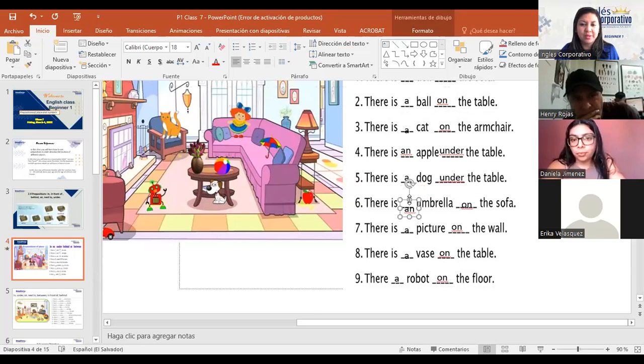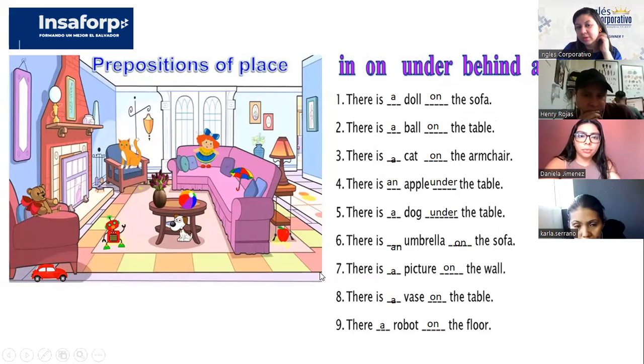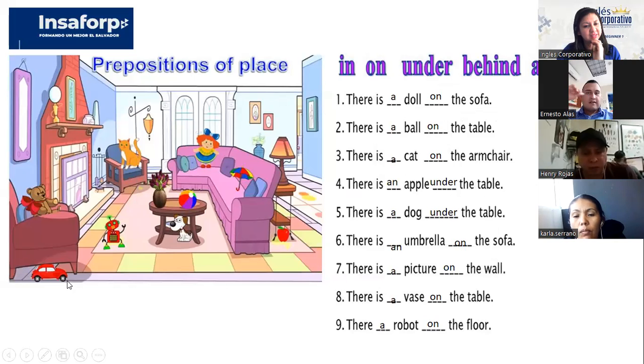I will ask you some questions. Tell me, where is the car? Where is the car? The car. Under the sofa. Okay. ¿Está debajo o está a la par? What do you think? There is the car in the front next to the sofa. Next to, I would say it's next to the sofa. Okay, it's next to the sofa.